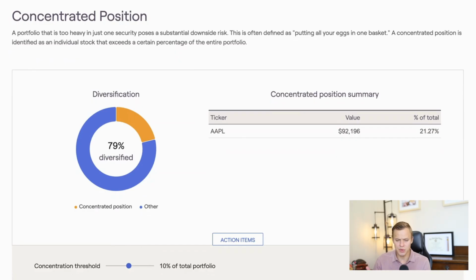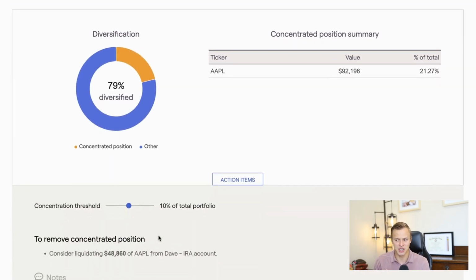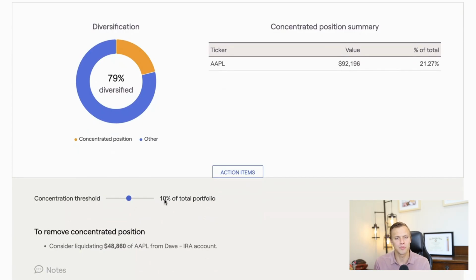For Dave and Carol, they have a total portfolio balance today of about $430,000. Now, as we can see here, we have certain thresholds for them. They don't want any one position to make up over 10% of their total portfolio. Now, guys, this is hypothetical here, but as we can see here, they have one stock position that makes up a total of 21.27% of their portfolio, meaning they are 79% diversified. The other 79% of their portfolio is diversified.